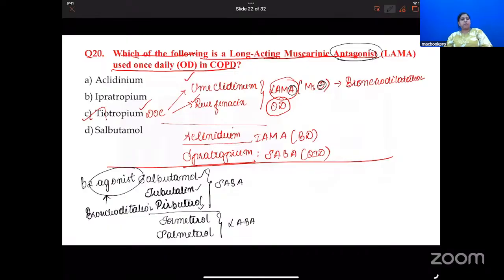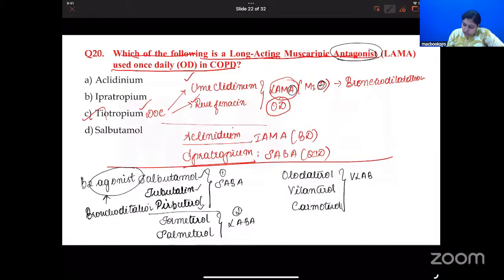Long-acting beta 2 agonists. And again, we have another classification of beta 2 agonist drugs: very long-acting beta 2 agonists. Any example drugs you can give? That is olodaterol, vilanterol, and carmoterol. Please give the answers. These drugs come under very long-acting beta 2 agonist drugs.